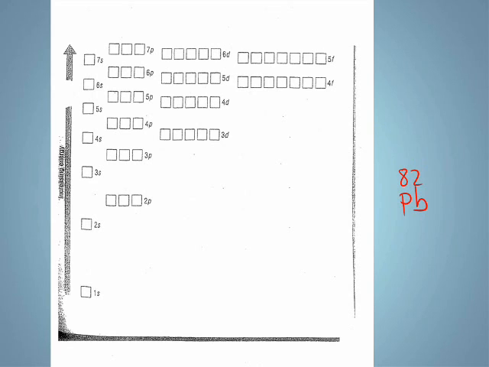Okay, so 82. And we go from the lowest. 1, 2, 3, 4, 5, and so on, counting up through the orbitals in order until we reach 82.